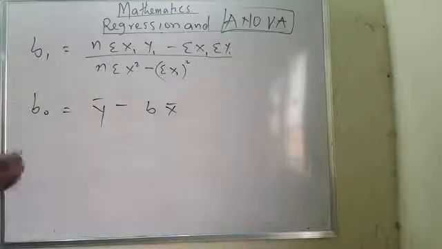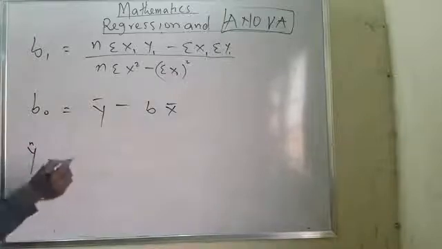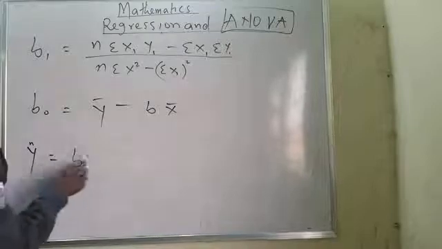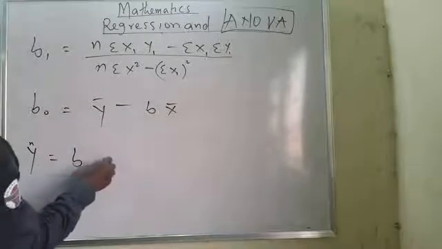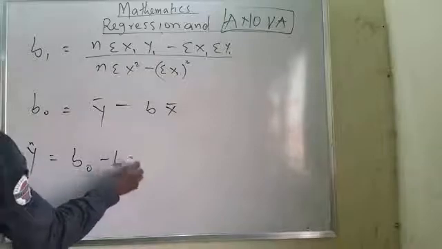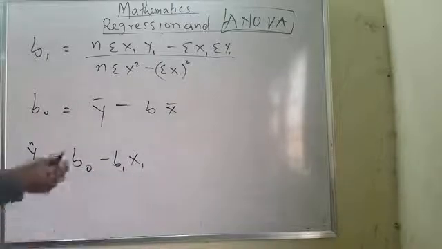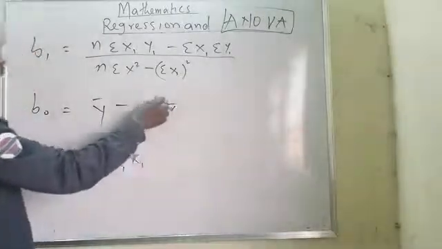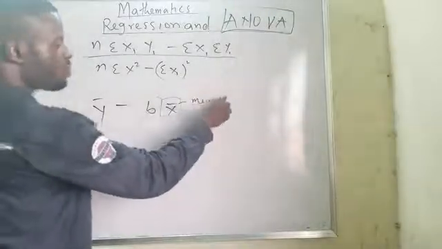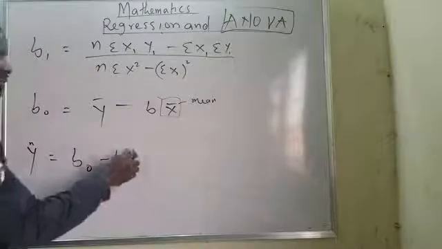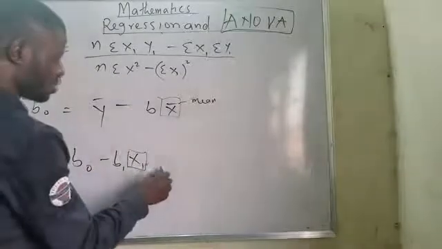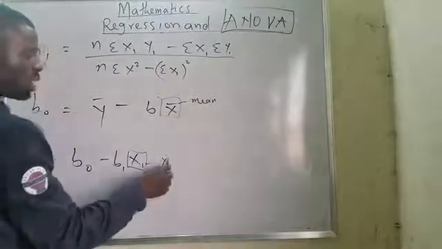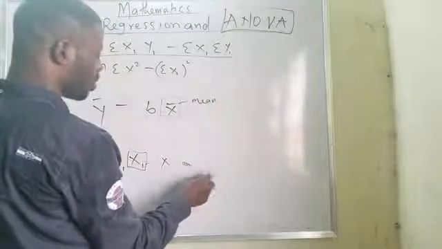Now, we need what is called our y cap. My y cap always equals b naught plus b1 x. Now, this y is different from this y, they are not the same. This one is talking about mean of y. This one is talking about y on cells.